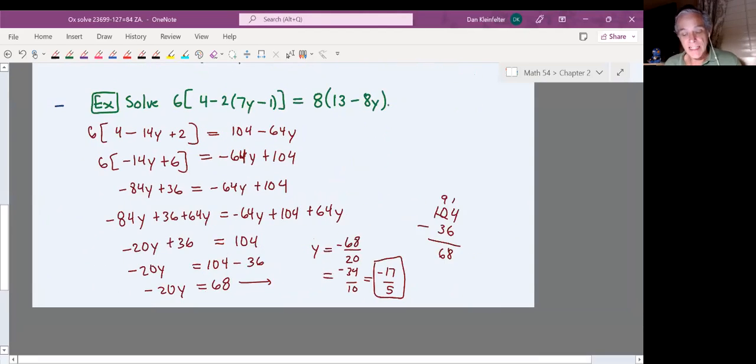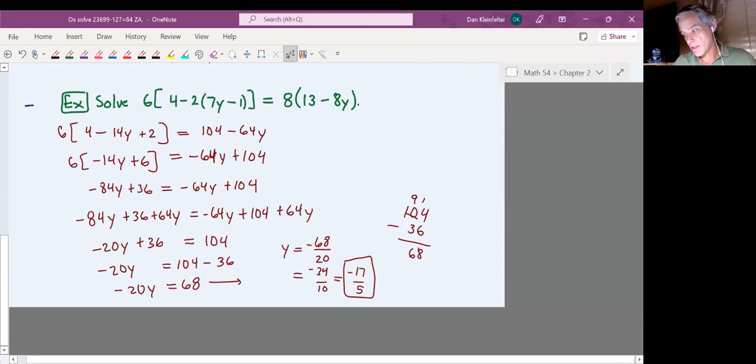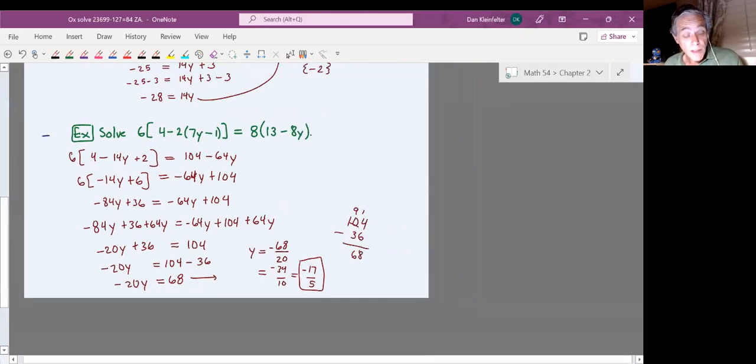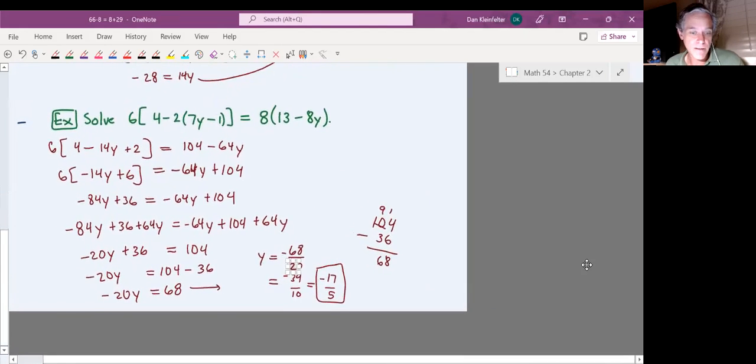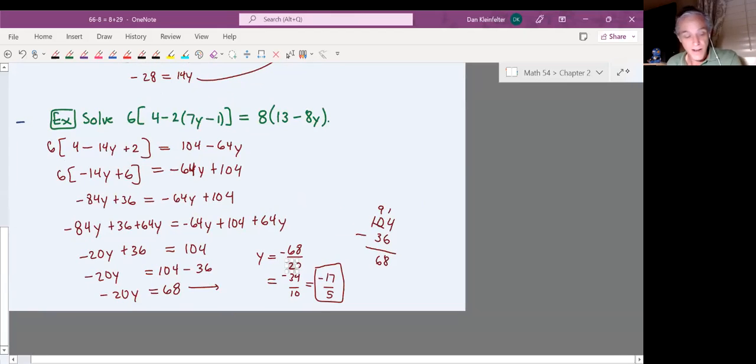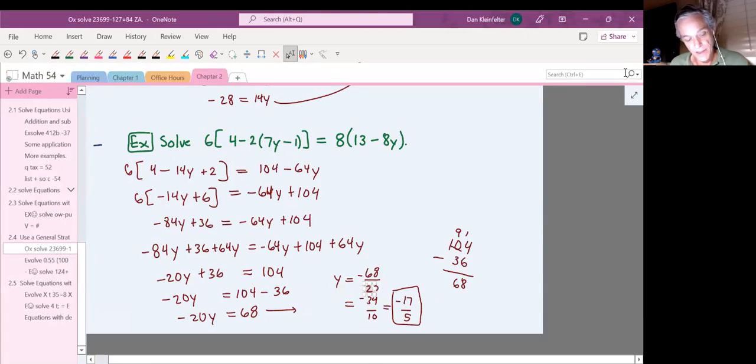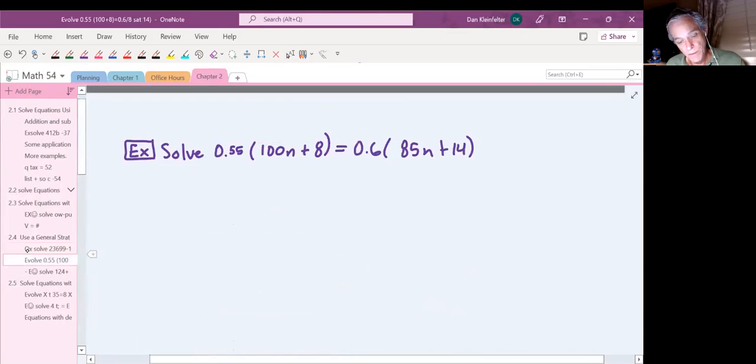Okay, so that takes us to the end of that example. That was a little involved, but we're able to do it, I think. So we distributed to remove parentheses, combined like terms, distributed again, collected variable terms on the left side, even though we ended up with a negative coefficient, and that's okay. Done with that one. So let's try a little more.